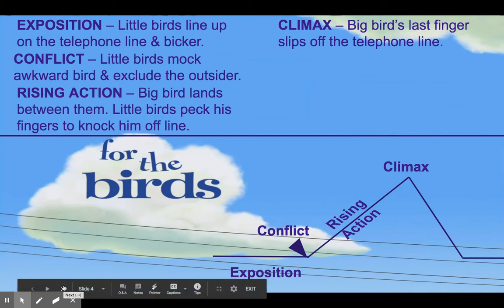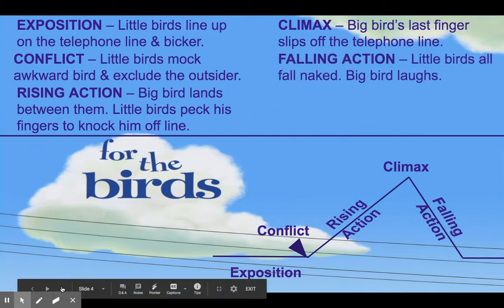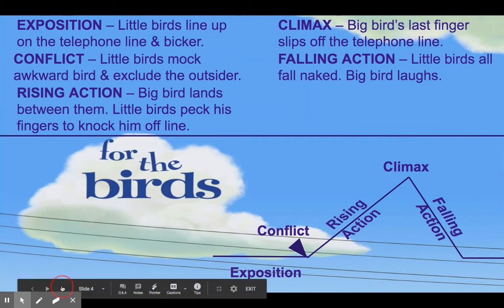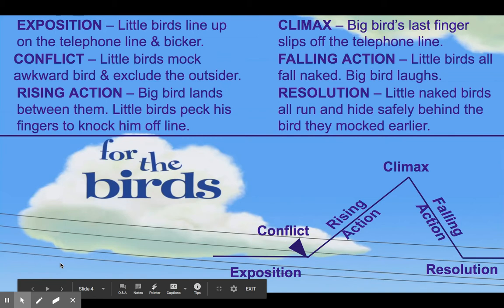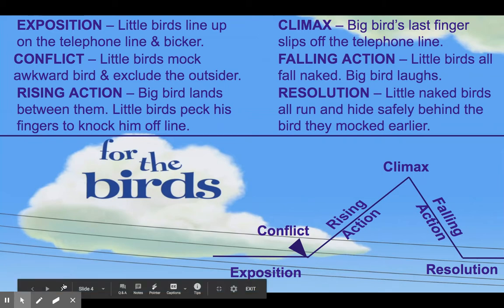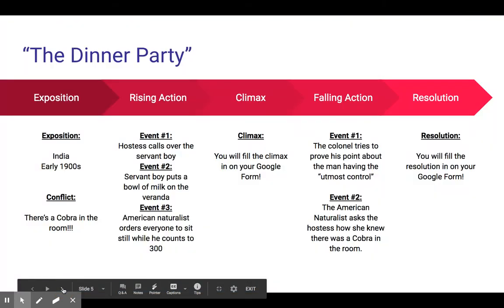I love that look on their face when they realize that they're about to take a flight that they weren't ready for. Falling action, the little birds all fall naked and the big bird laughs. In resolution, the little naked birds all run and hide safely behind the bird that they mocked earlier. Okay, so you see all parts of our plot element chart filled out there for my little Pixar short.